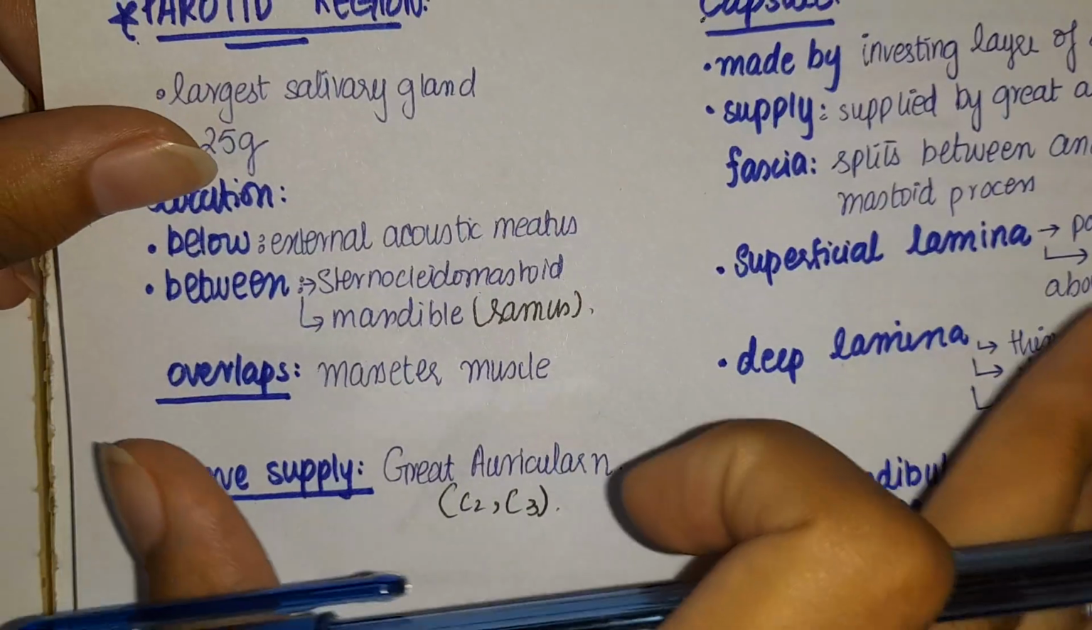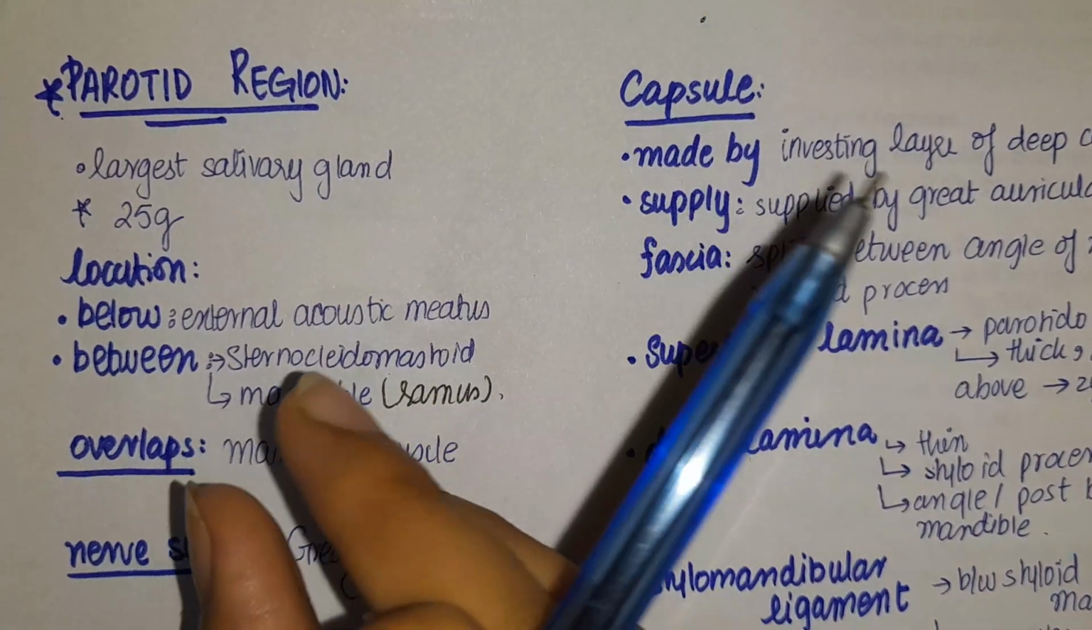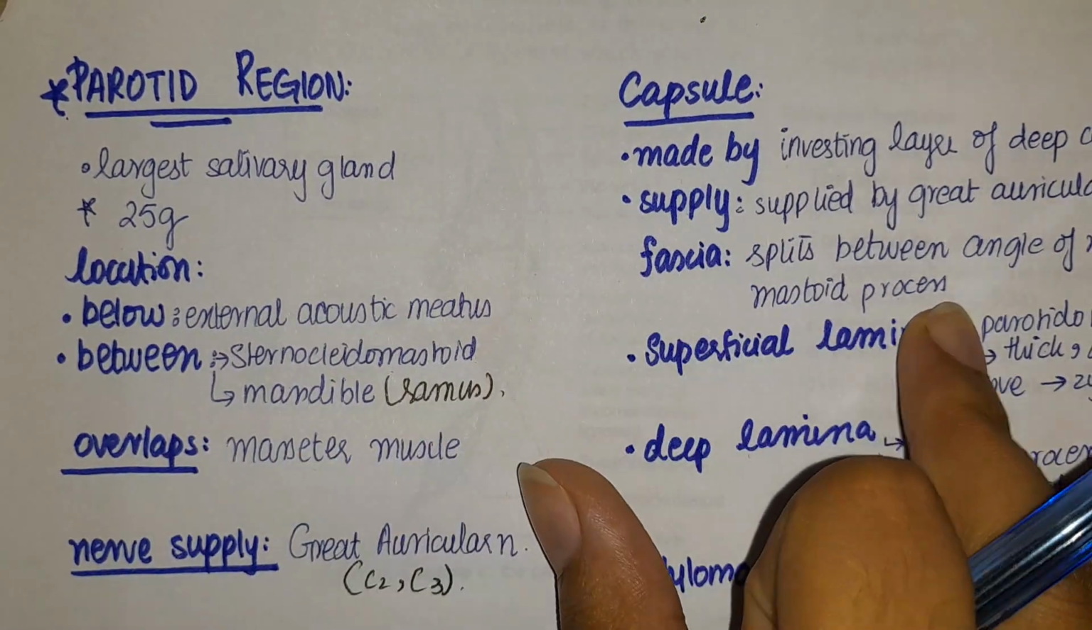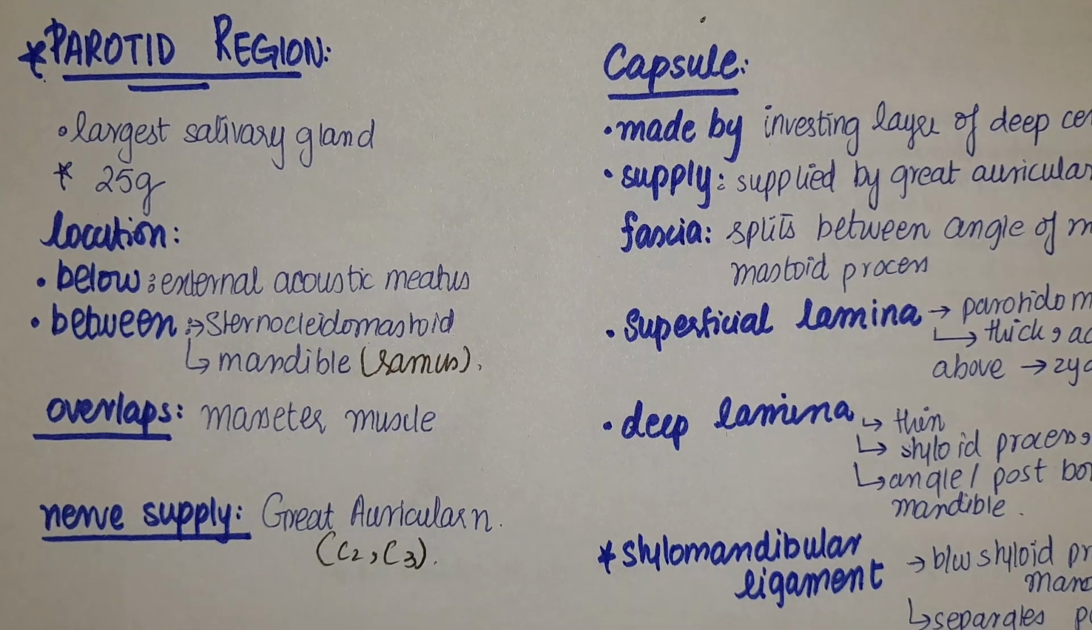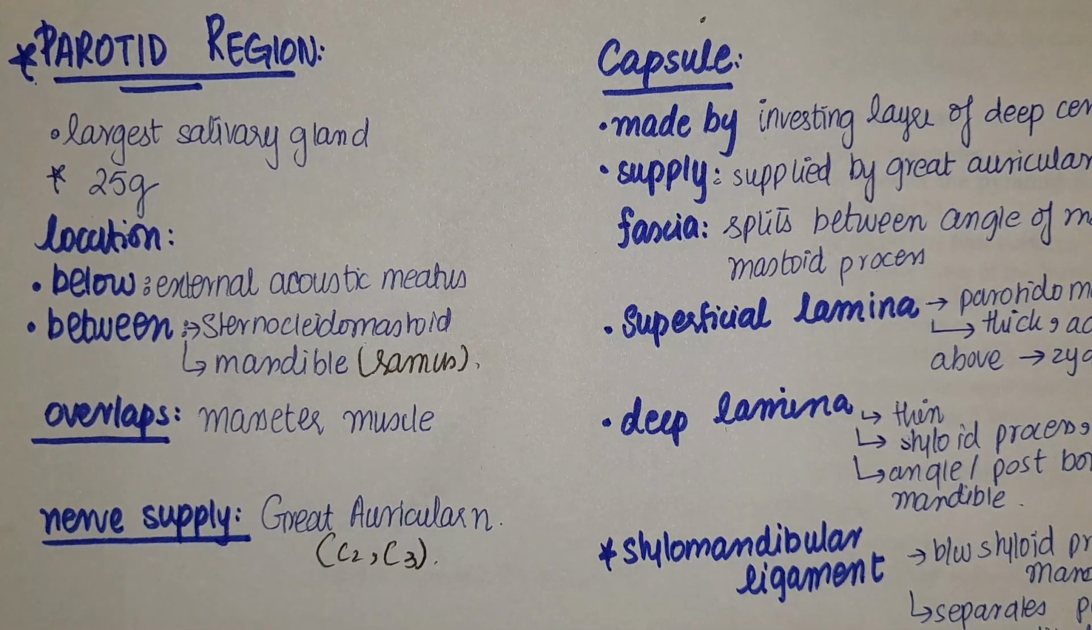The location and the capsule have been discussed. Now in the next video we are going to discuss the external features and then the relations of the external features.